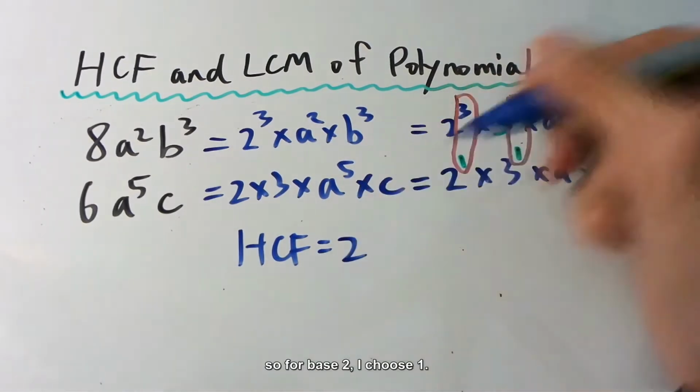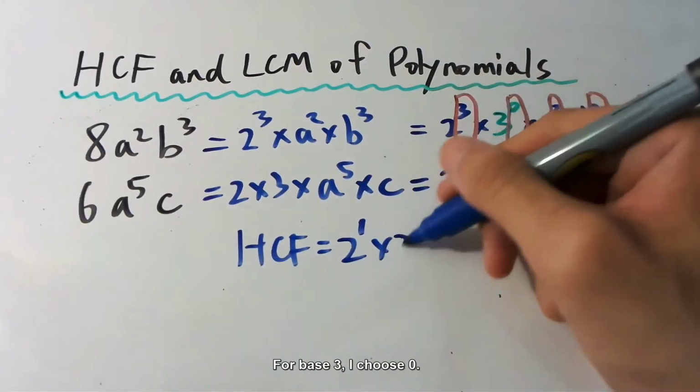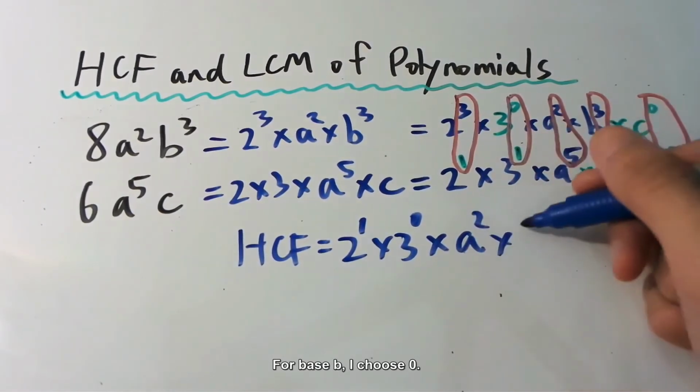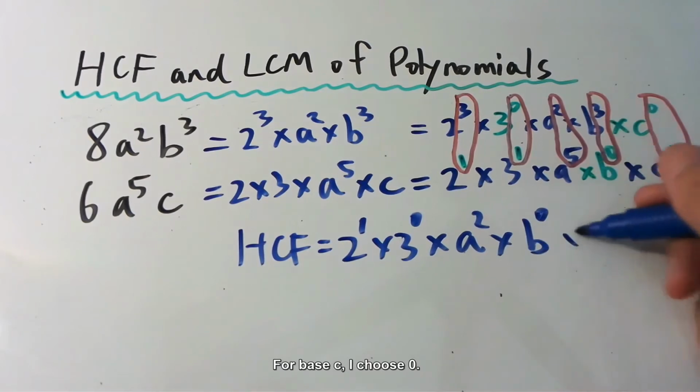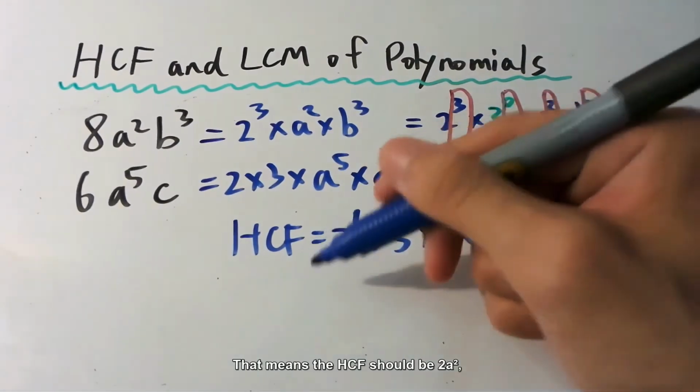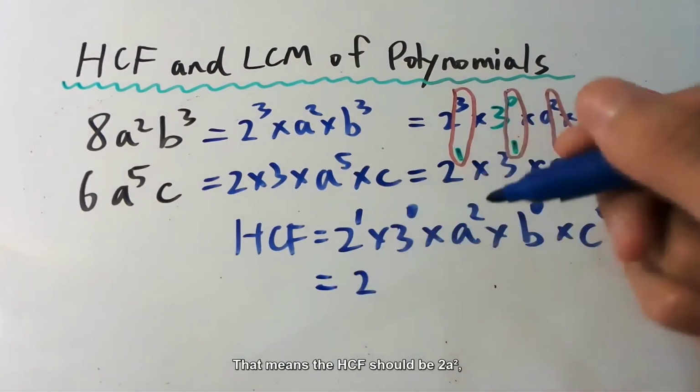So for base 2, I choose 1. For base 3, I choose 0. For base A, I choose 2. For base B, I choose 0. For base C, I choose 0. So that means the HCF should be 2a squared.